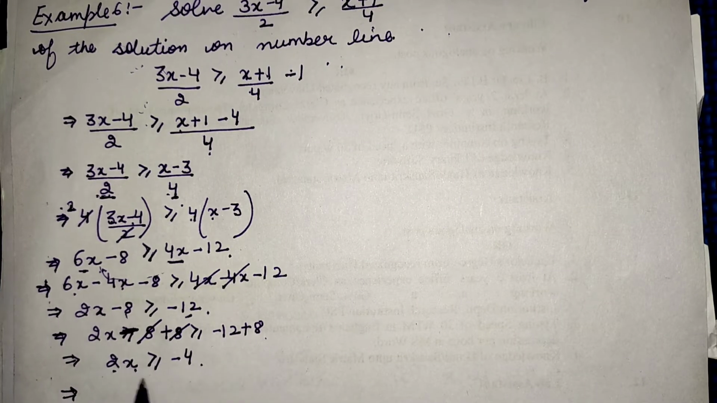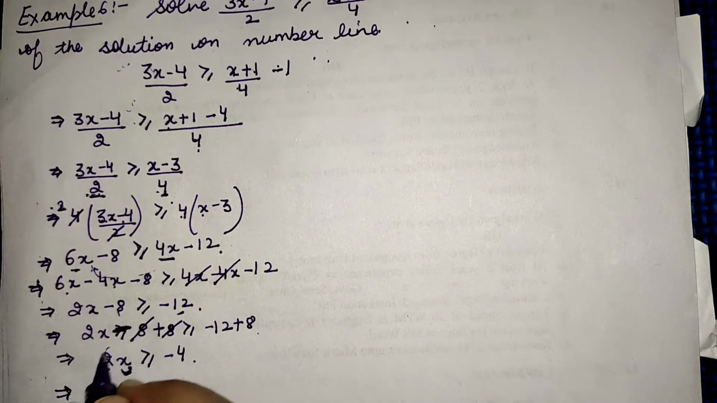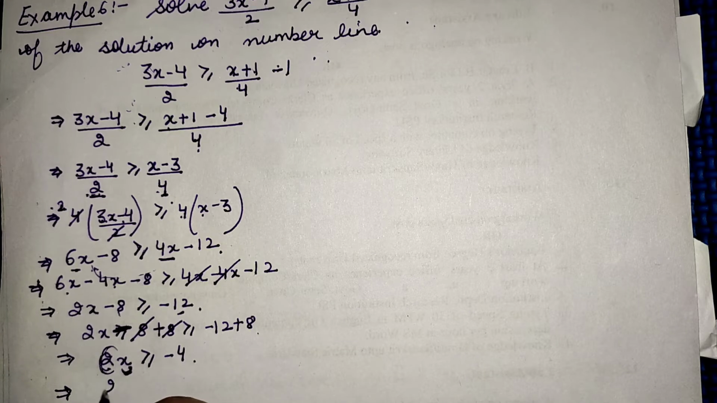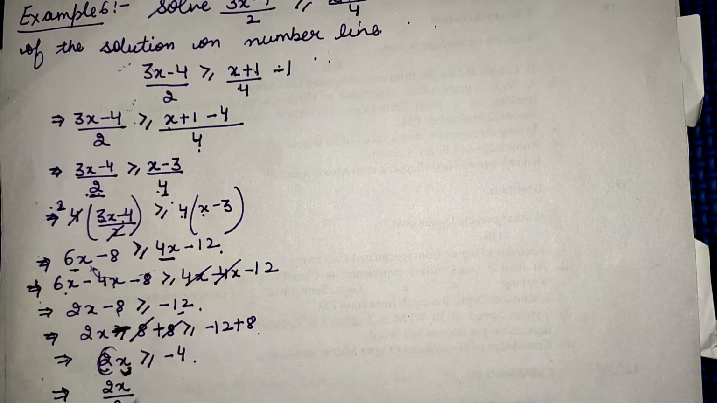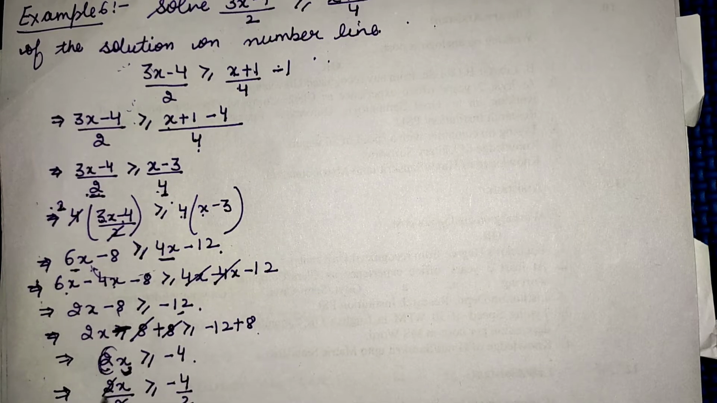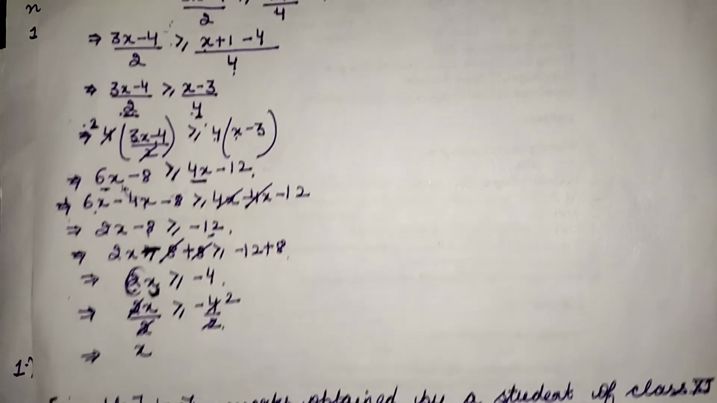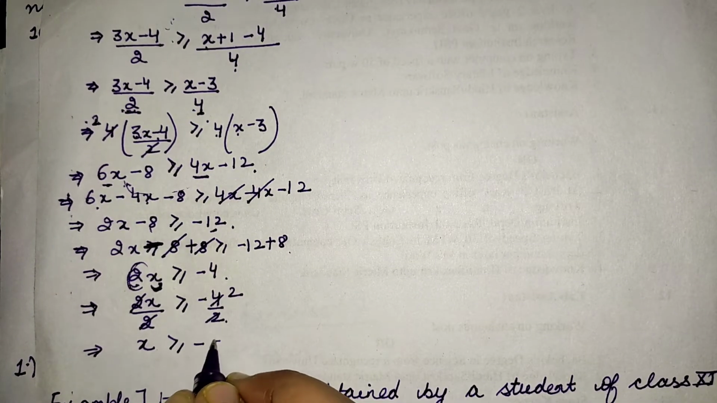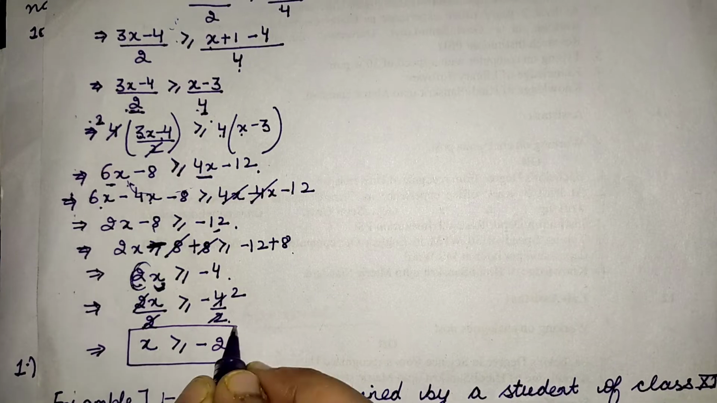Okay, so to find the value of x, what will be my next step? I have to remove this 2. And how can I remove this 2? I have to divide my complete term on both sides by 2. So I will get x should be greater than or equal to minus 2.